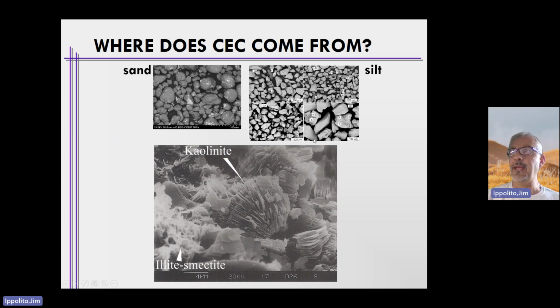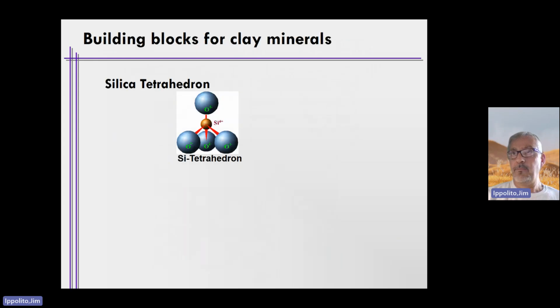The reactivity, or cation exchange capacity, comes primarily from the types of clays that are present in soils and organic matter, and maybe a little bit from silts and sands, but CEC is dominated by the types of clays and organic matter present. So with that said, the building blocks for clay minerals are comprised of 2 different types of structures.